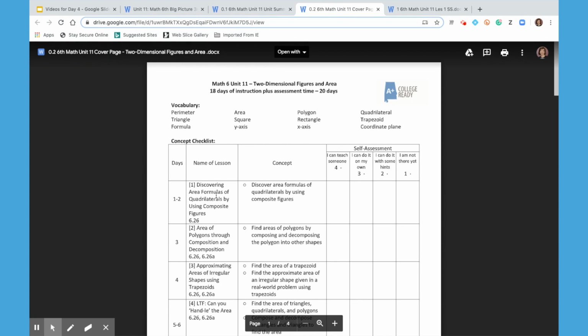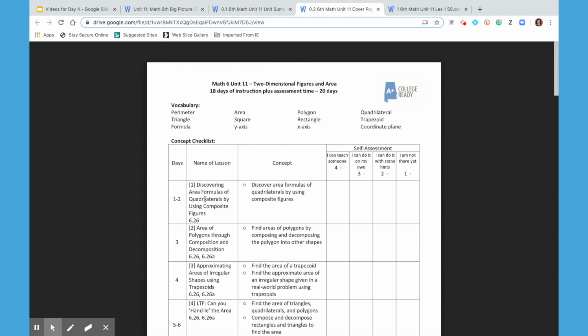Looking at the cover page, now this is the learning targets that they're going to be. It's only one. However, this is an excellent lesson to really show students where the area formulas actually come from and discovering it. We want them to discover it because then it will have more meaning as they go through the unit.